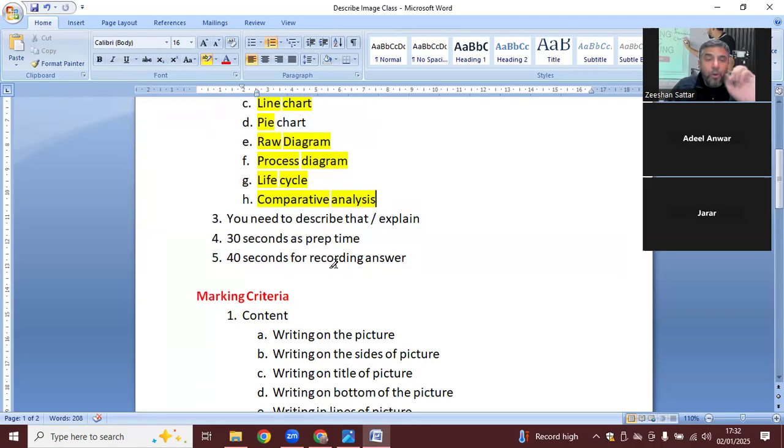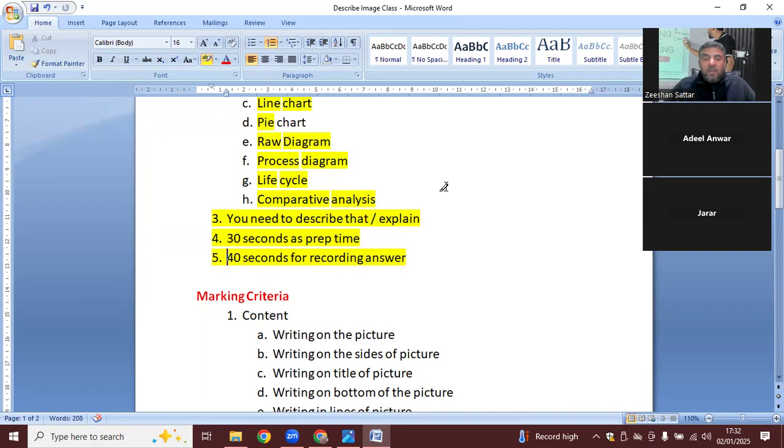How does the exam work? First, we need to describe and explain what actually the image is, and 30 seconds का preparation time होगा, and then we will be starting our answer after the beep, and this will be of 40 seconds. So 30 seconds will be the preparation time, and after 30 seconds we will hear a beep and we are required to answer in the 40 seconds.